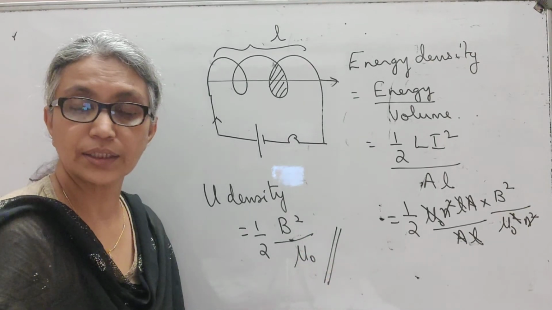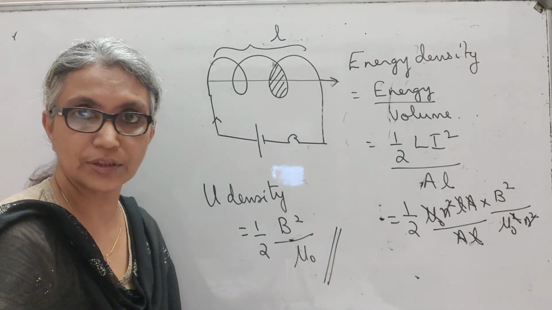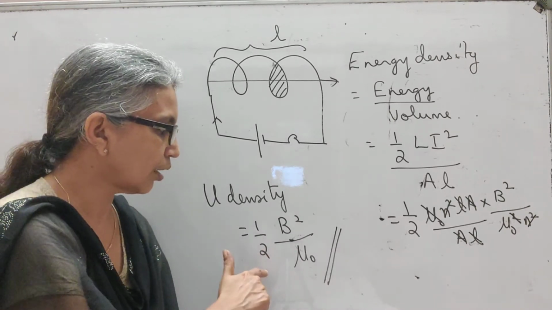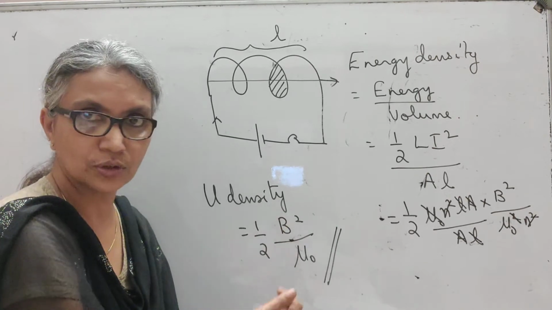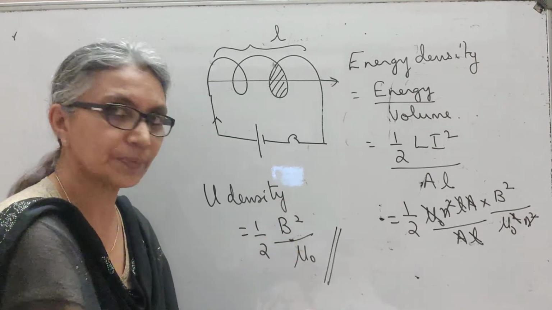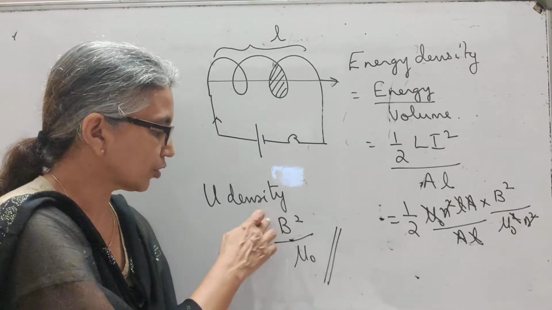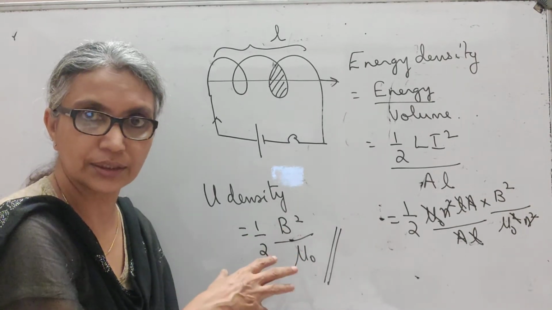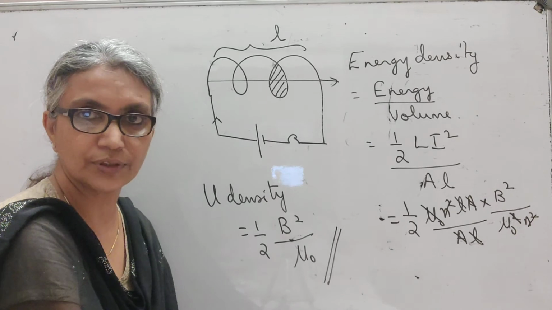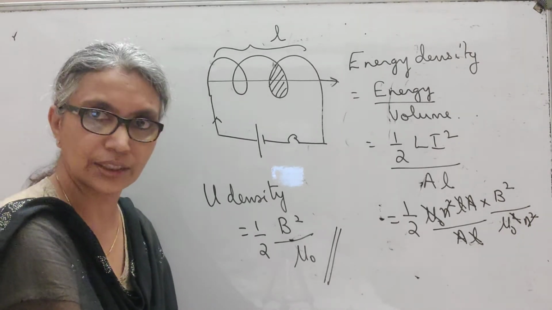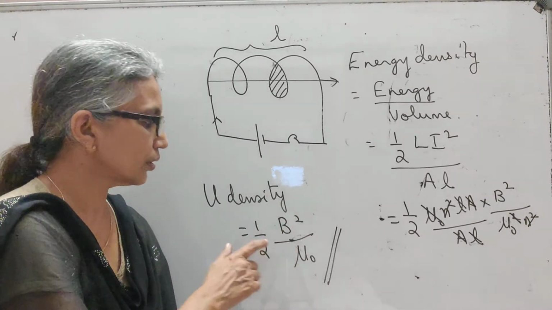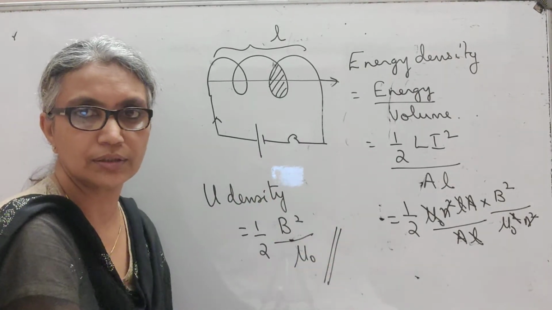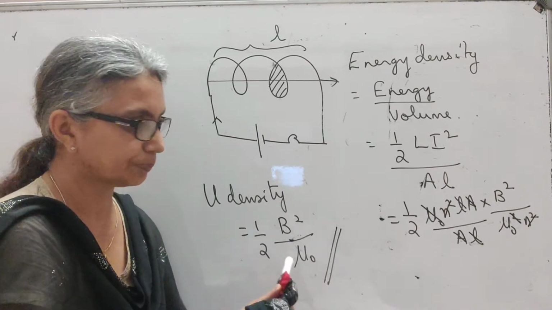If you remember the electrical energy density between the plates of a capacitor, we got the expression in the second chapter as half epsilon 0 E square. Here E square has been replaced with B square, and epsilon 0 has been replaced by 1 by mu 0. So energy density magnetic here, and in the second chapter when we did capacitor, we did energy density electrical. Okay. So this is energy density, and half Li square is the total energy stored in that inductor.